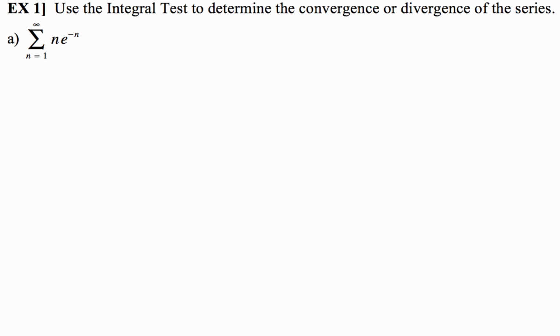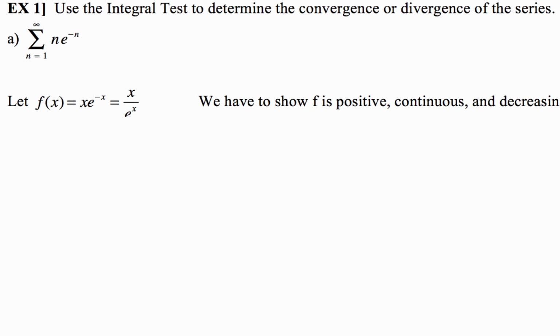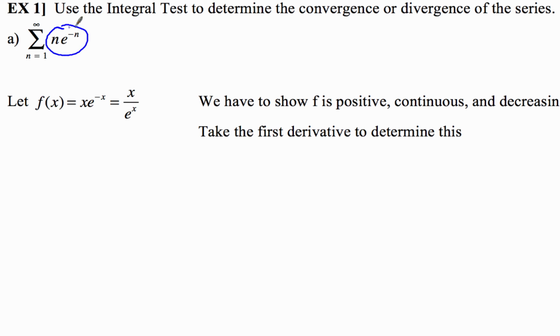Now, in our first example, we've got this series from n equals 1 to infinity of n times e to the negative n. So what we're going to have to do first is let f of x equal what this series kind of looks like. You're going to take this and rewrite it, replacing all the n's with x's. Pretty straightforward.